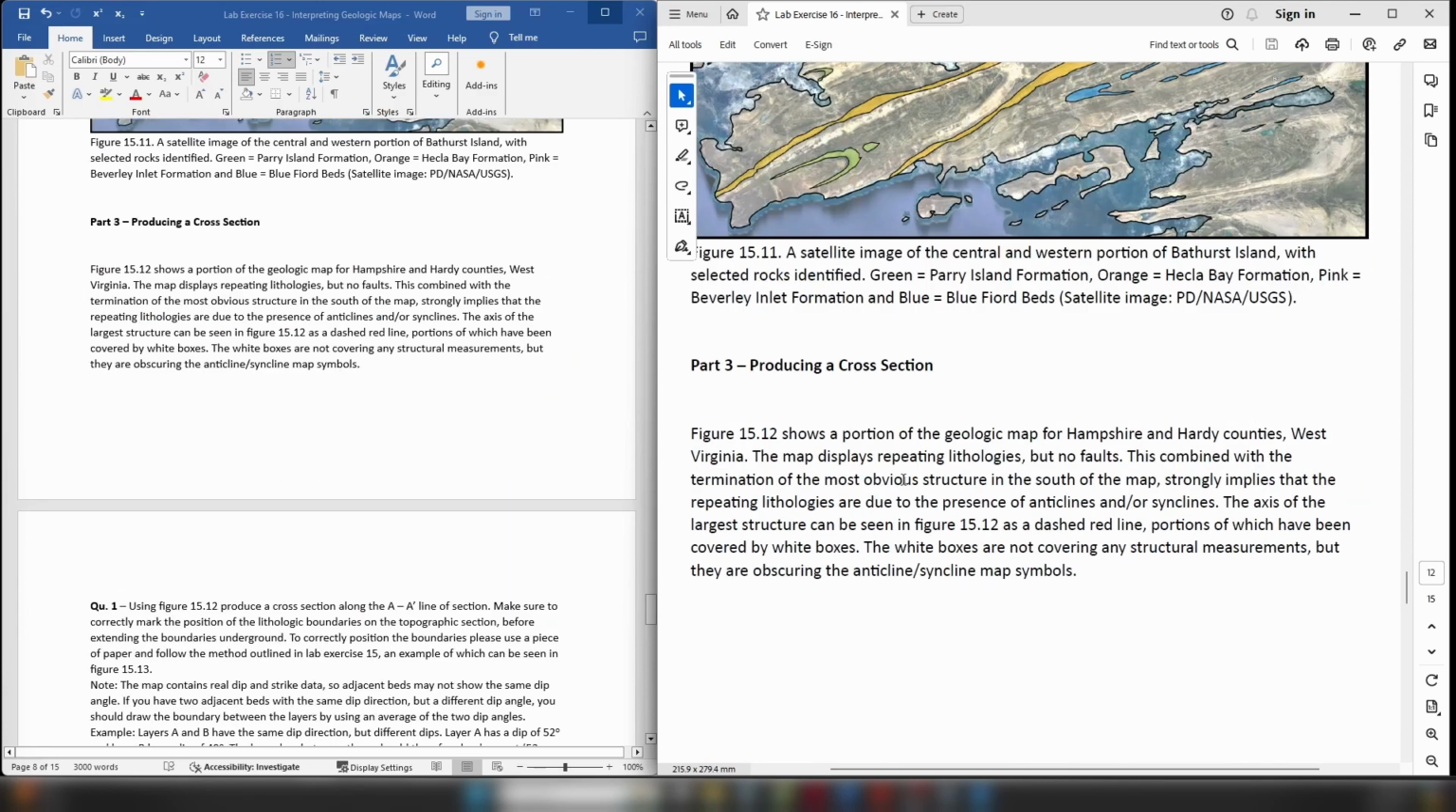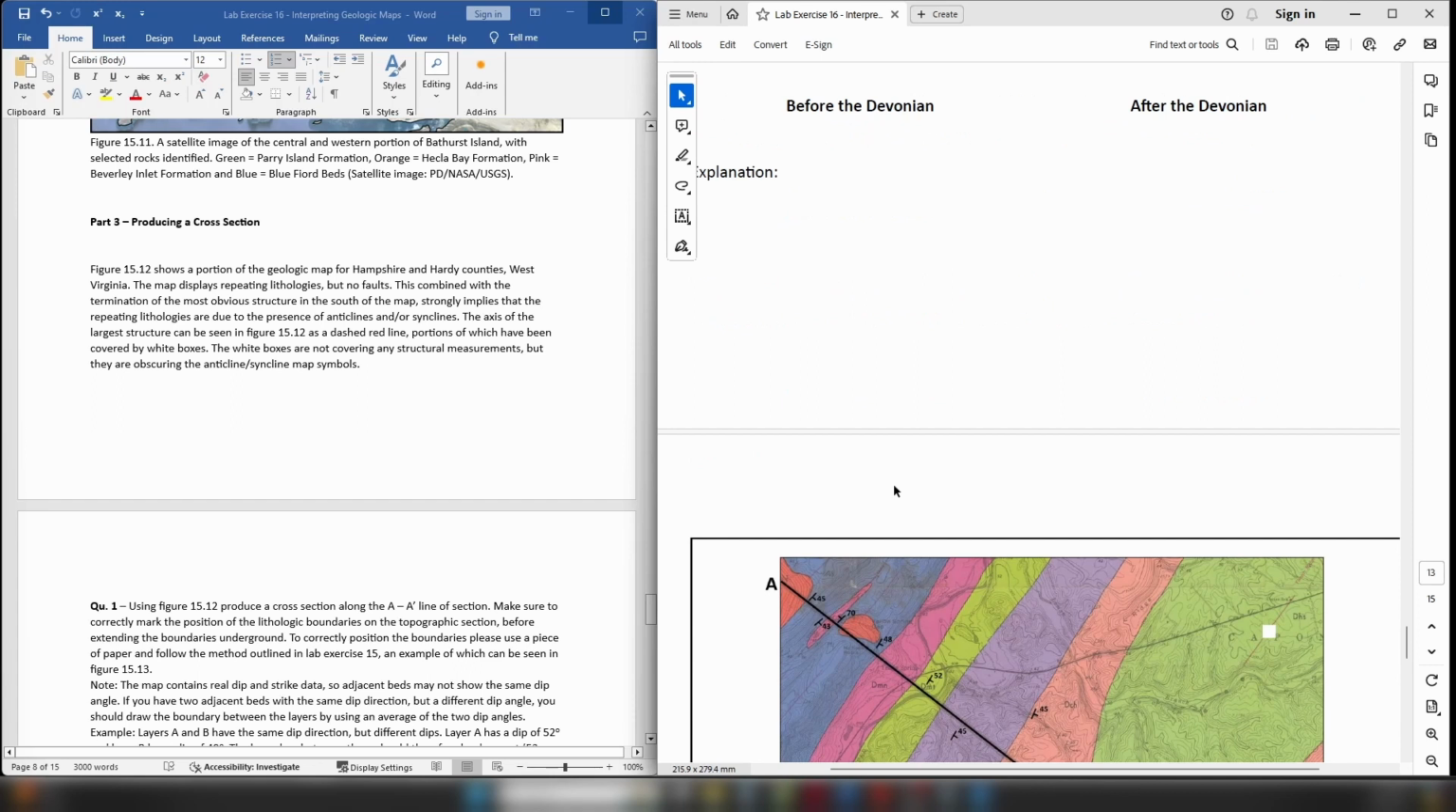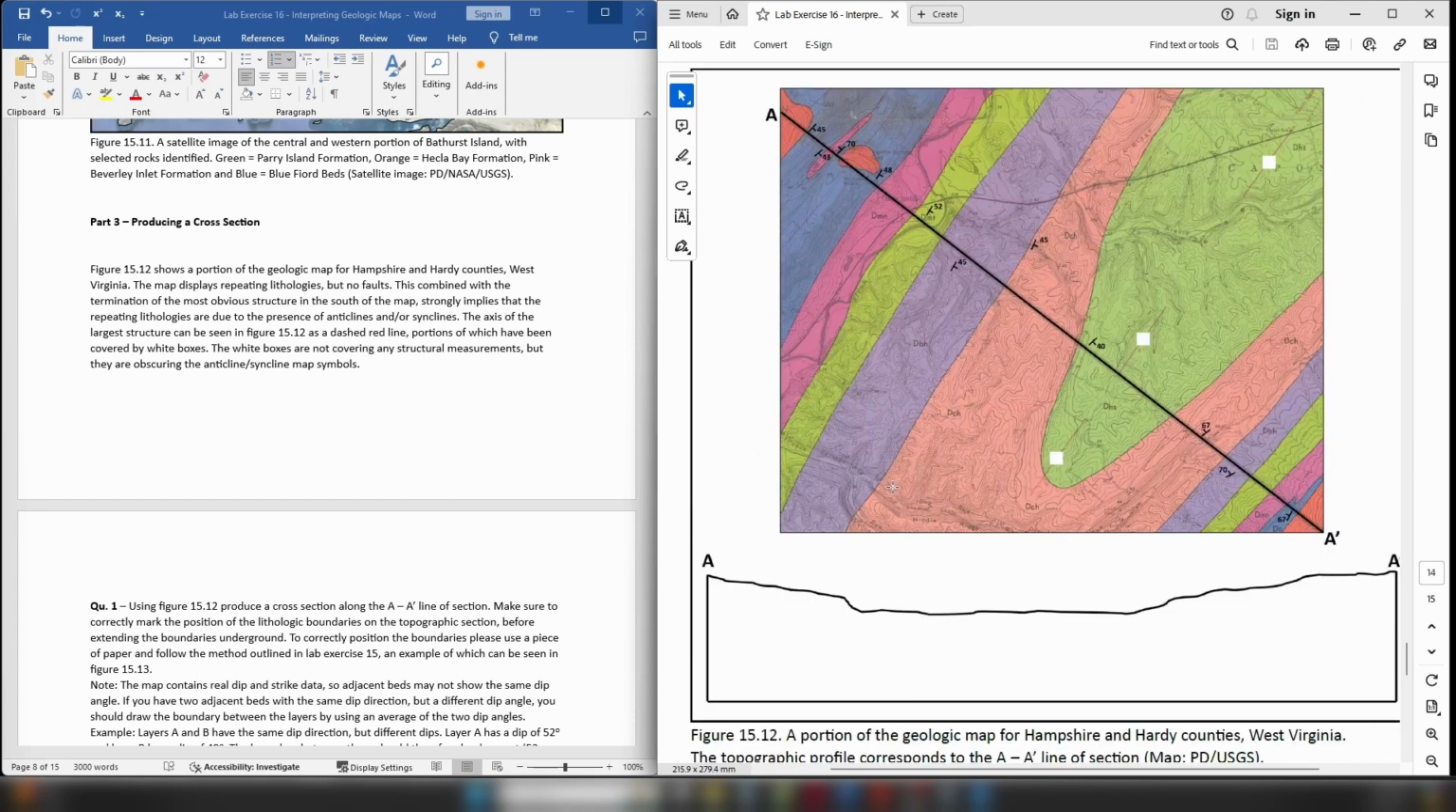Okay, so now we are going to be moving on to part 3. So part 3 is going to be dealing with this map right here. So you can see we have a geologic map. You can see it's been overlaid on a topographic map. You can see the contour lines quite clearly. And you can see that we have a situation where we have repeating stratigraphy.